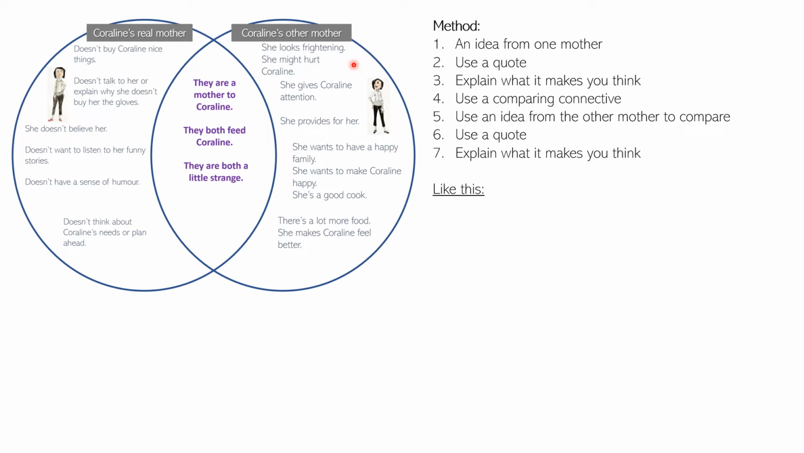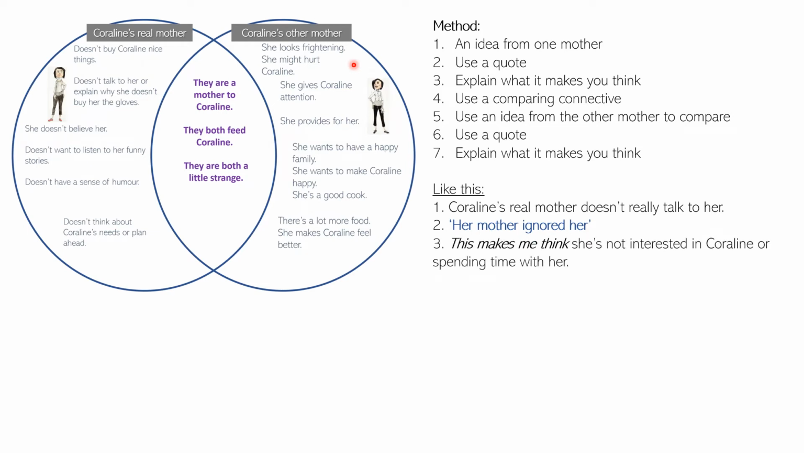Coraline's real mother doesn't really talk to her. "Her mother ignored her." This makes me think she's not really interested in Coraline or spending time with her. However, Coraline's other mother gives her lots of attention. "Is that you? Lunchtime, Coraline." This makes me think she is nicer than her real mother or that she could be trying to get on her side and make friends with her.